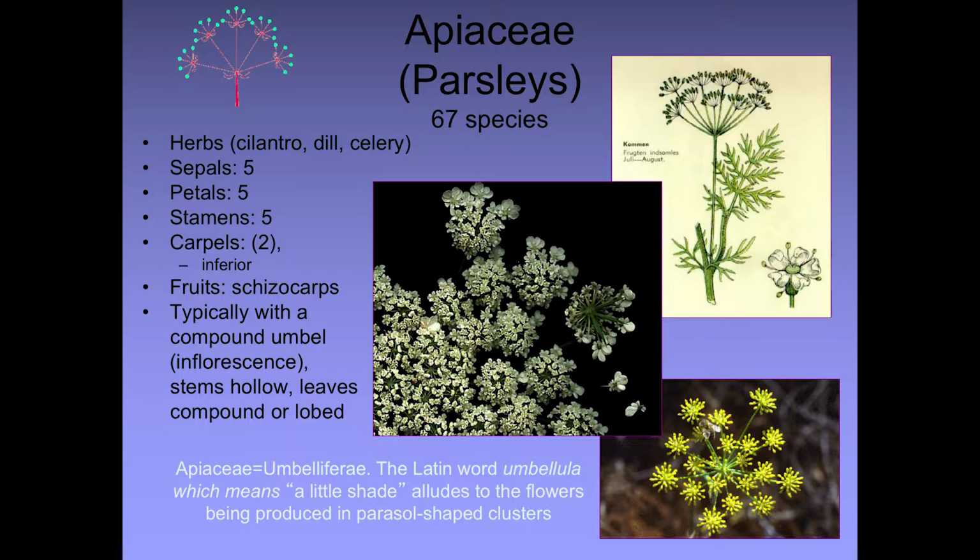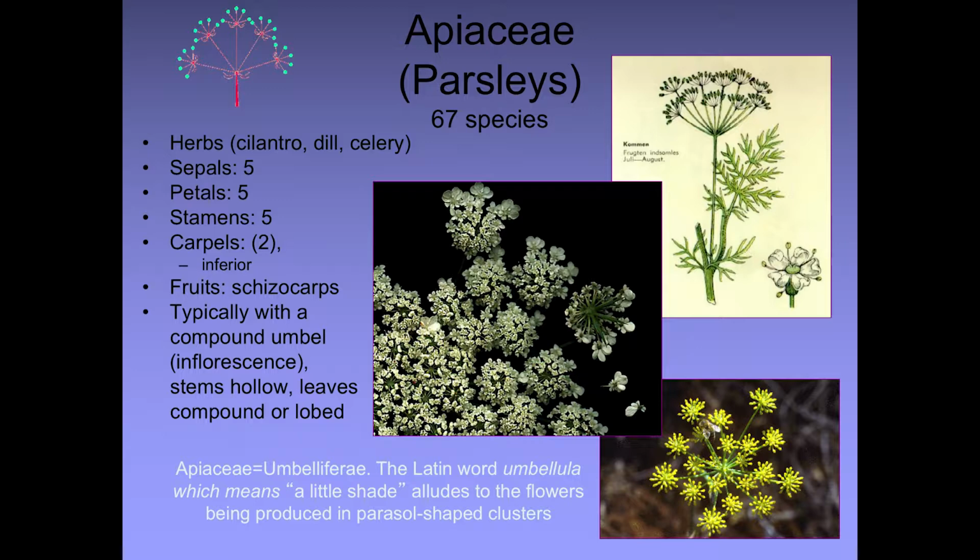The Apiaceae used to be called the Umbelliferae. And so the Latin word umbellula means a little shade. So that refers to the flowers that are produced in these parasol-shaped clusters, like these radiating spokes of flowers, and it's characteristic of the family. That umbel is a little easier to recognize than actual individual flowers because they are quite tiny. If you've ever seen a parsley or one of your dills bolt in the garden, those are little tiny flowers. So you do need a microscope to look at those.